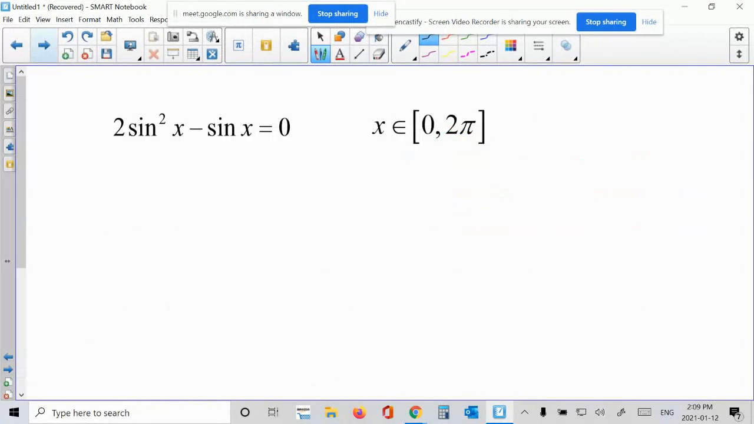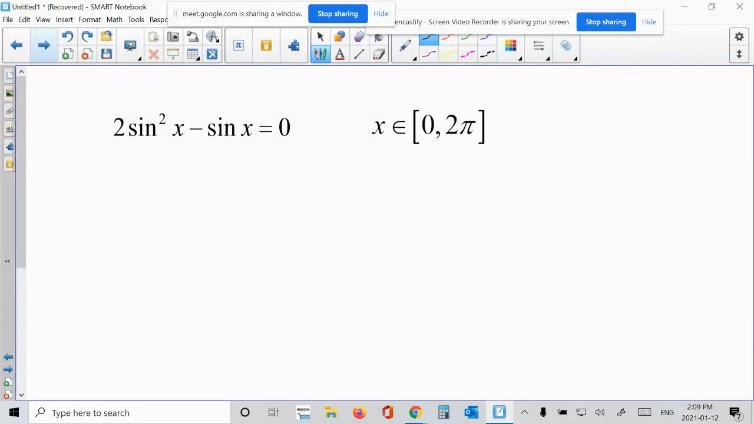Let's get to this one. Things just changed a bit. Any thoughts on how we might be able to solve this? 2 sine squared x minus sine of x. Let me drink some water here while you think about that. How would we solve this kind of equation? All right. Remember, we're trying to isolate the x. That's your goal. But how do we get there?